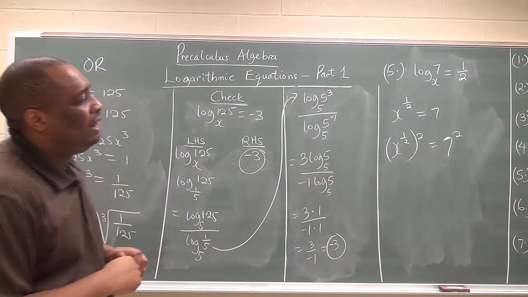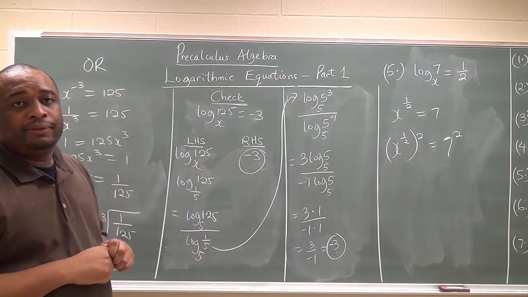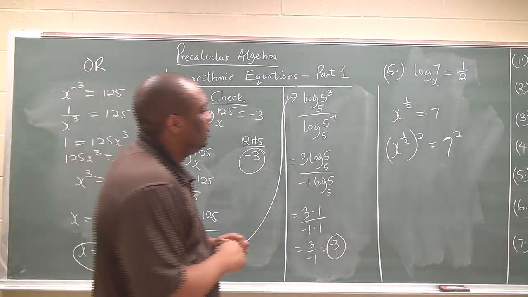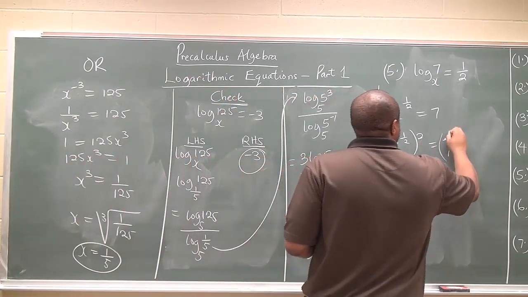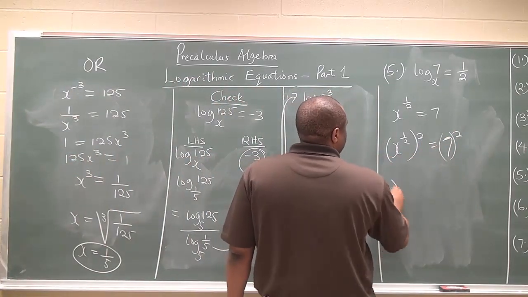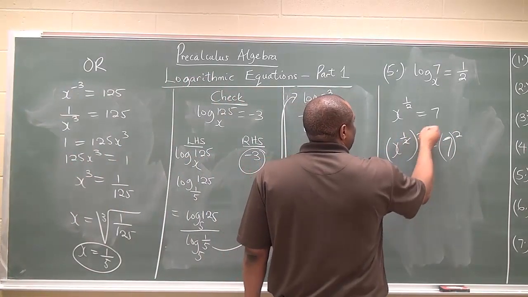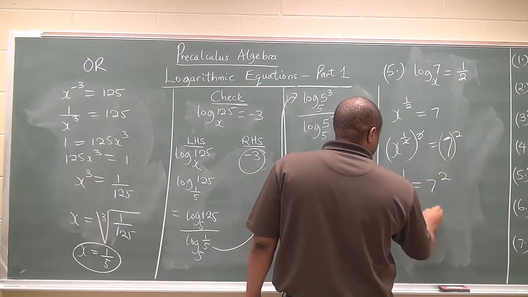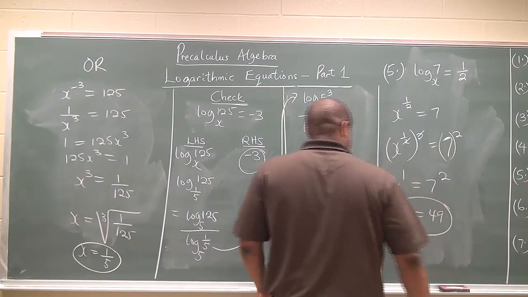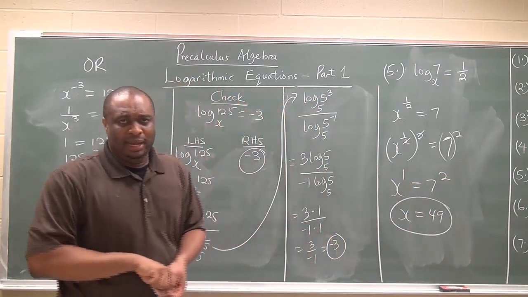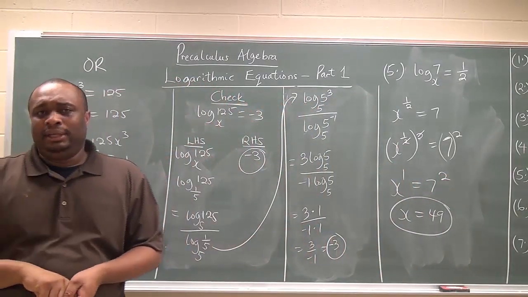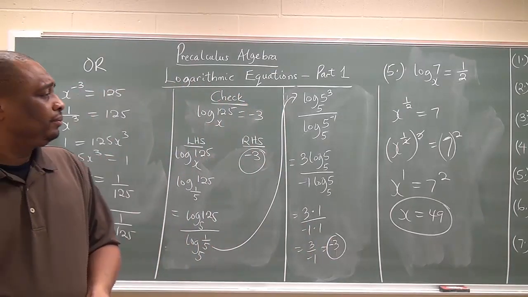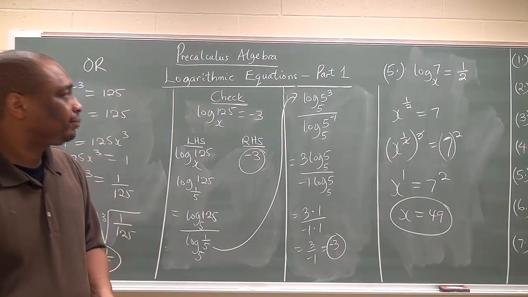Okay? Whatever you do to the left hand side, you have to do to the right hand side. You have to do that. Okay? And if you want to put this 7 in parentheses, that's up to you. It does not matter. So this is x. Half times 2 is 1. And that is 7 squared. So your x is equal to 49. Your x becomes 49 because 7 squared is 7 times 7, which is 49.